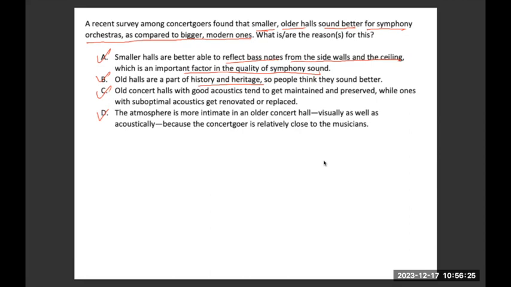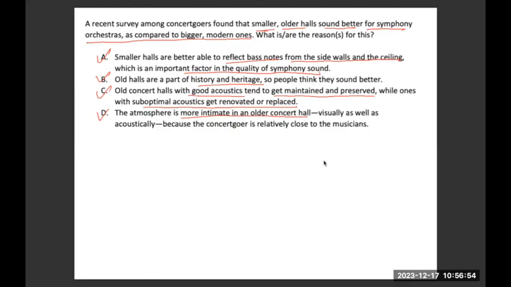Old concert halls with good acoustics tend to get maintained and preserved, while ones with suboptimal acoustics get renovated and replaced, which is correct. Older halls which are good at acoustics are very well maintained and very well preserved. The atmosphere is more intimate in older concert halls, visually and acoustically, because the concert goer is closer to the musician, which is the correct thing actually.